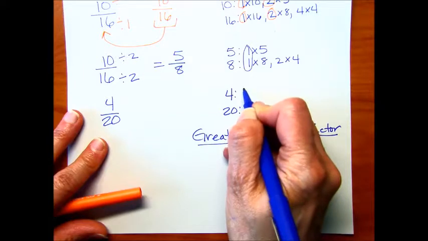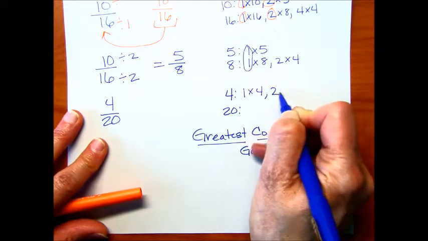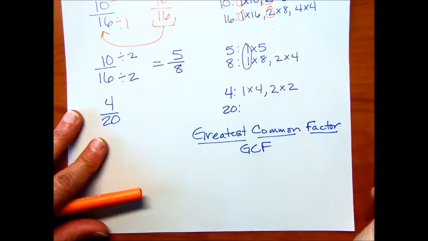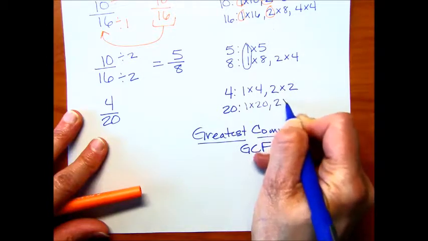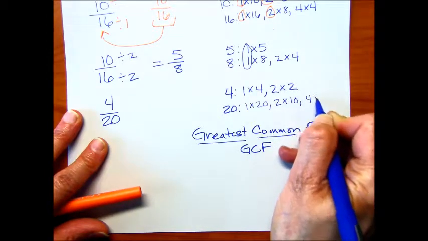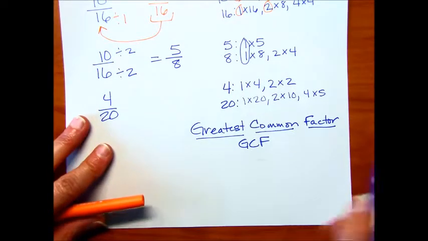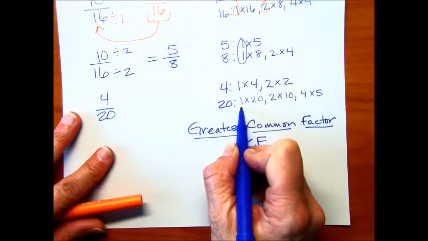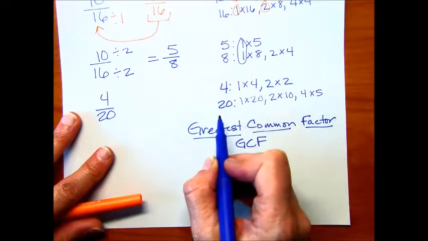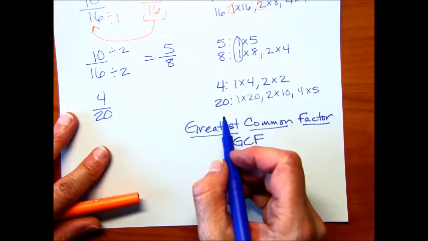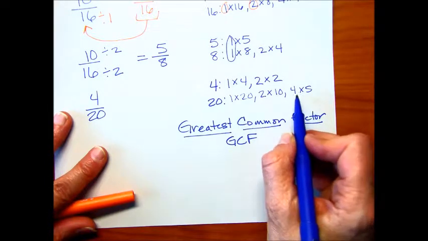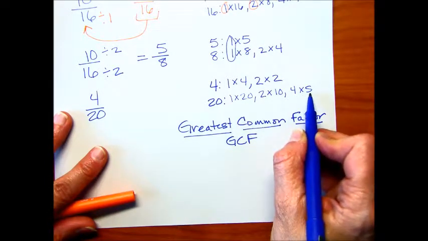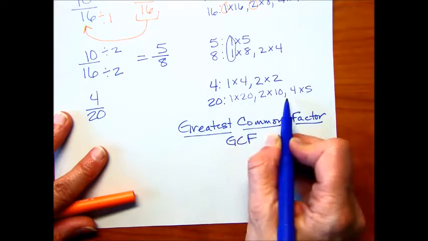So the factors of 4 are 1 and 4 and 2 and 2. For 20 we have 1 and 20, 2 and 10, and 4 and 5. Notice when I'm listing my factors, I start with my lowest factor and then move up. And that's a good way for me to make sure I get all of my factors. Also notice here when I have 4 times 5, there are no other numbers between 4 and 5, and so I know that there are no other factors.